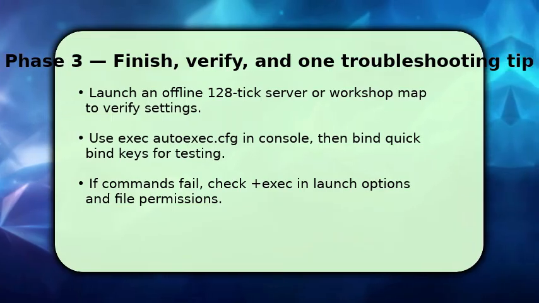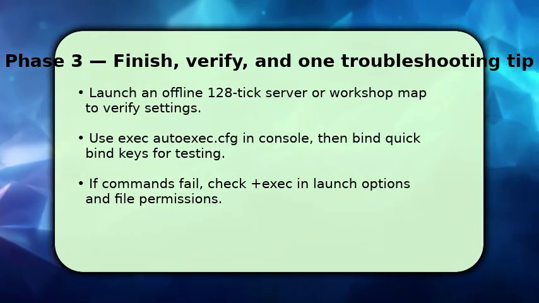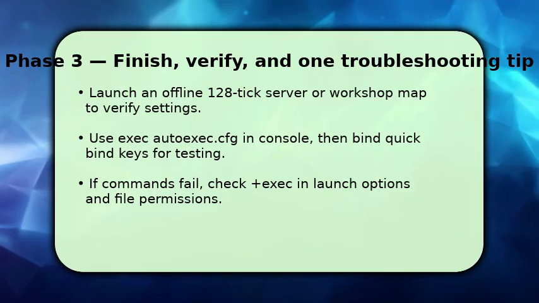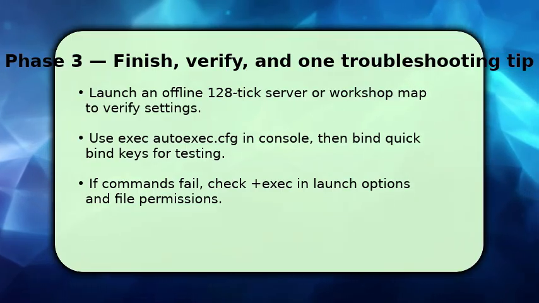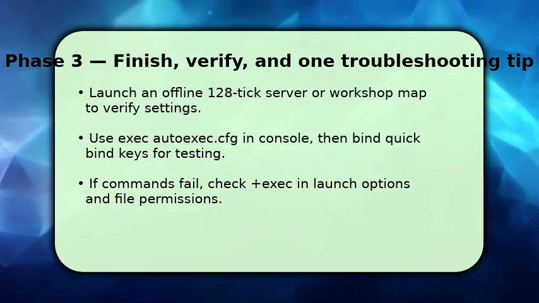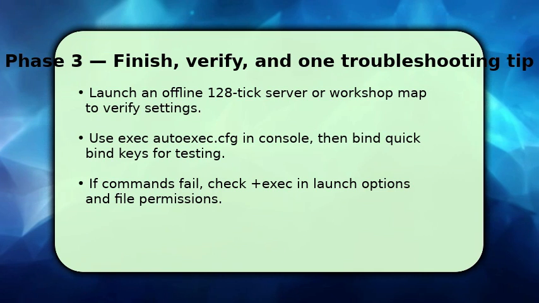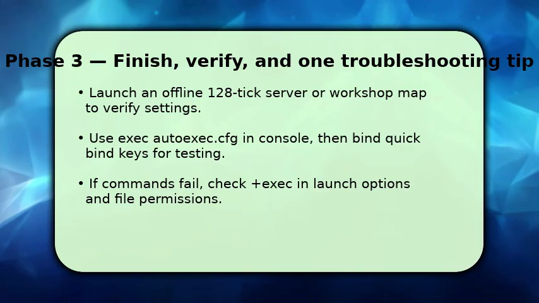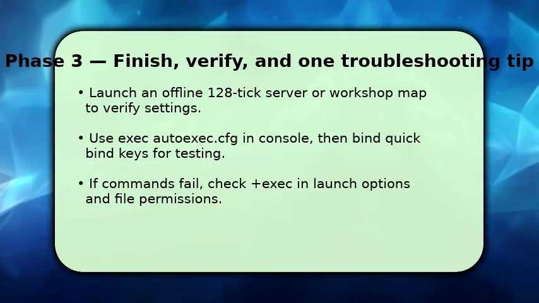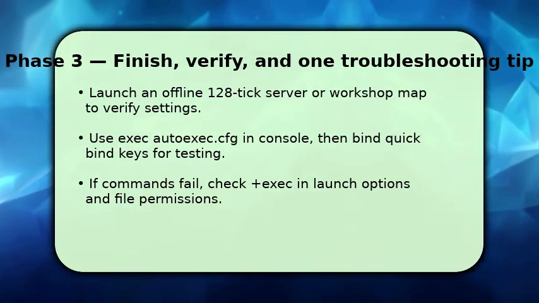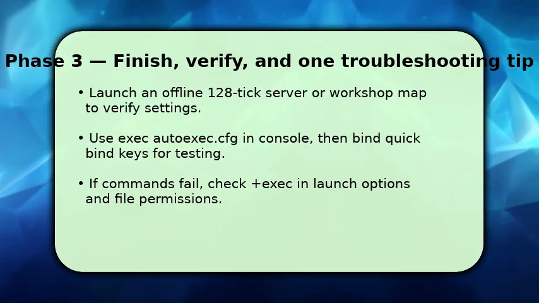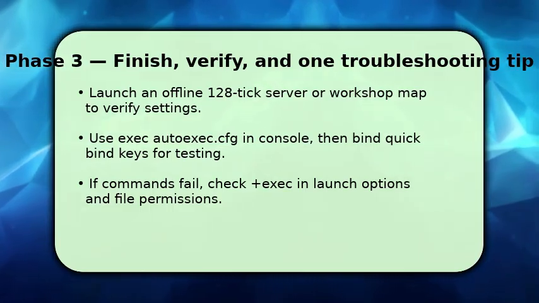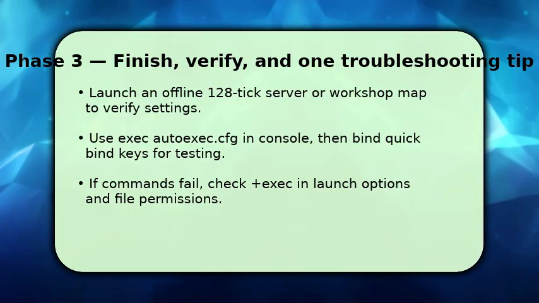Once in game, run exec autoexec.cfg and confirm binds, sensitivities, and netvars respond. Bind quick keys to toggle major changes for rapid comparison. Save final adjustments and optionally set the file to read-only to avoid accidental overwrites. If settings don't apply, check that +exec is in launch options, confirm file path and permissions, and then re-exec the file.